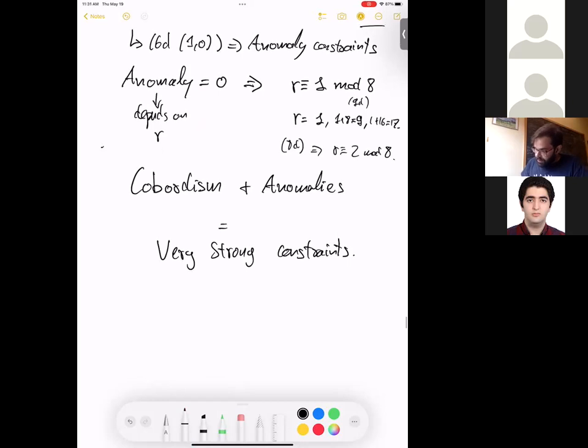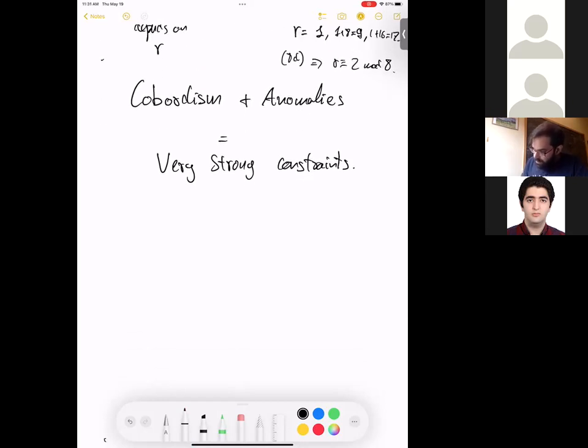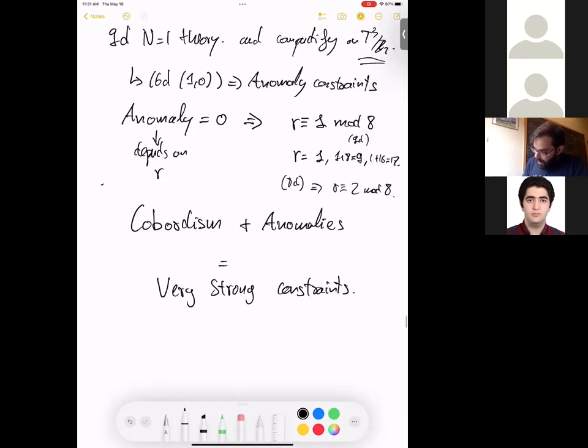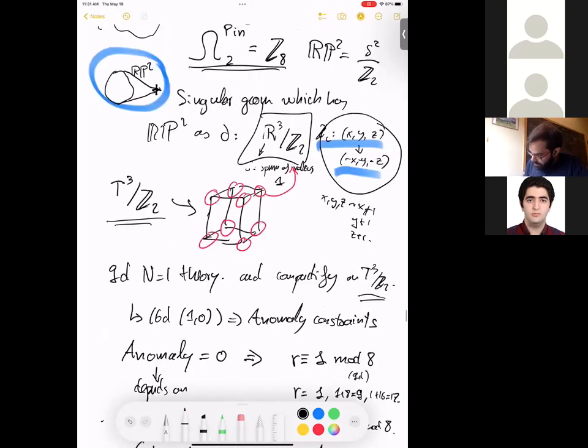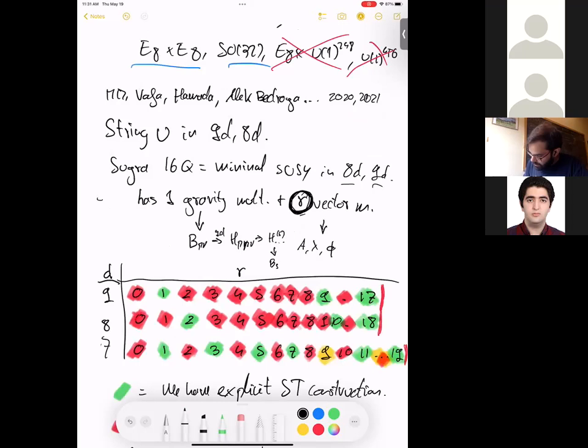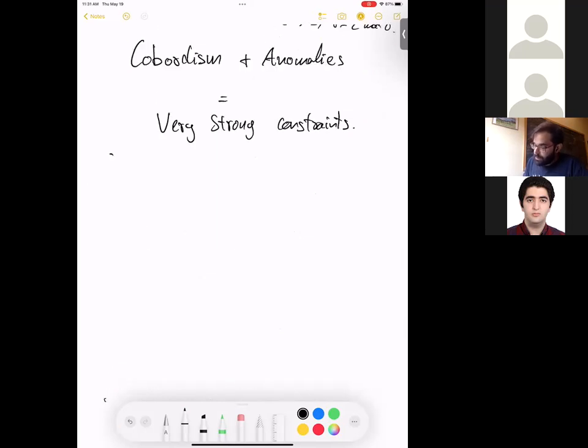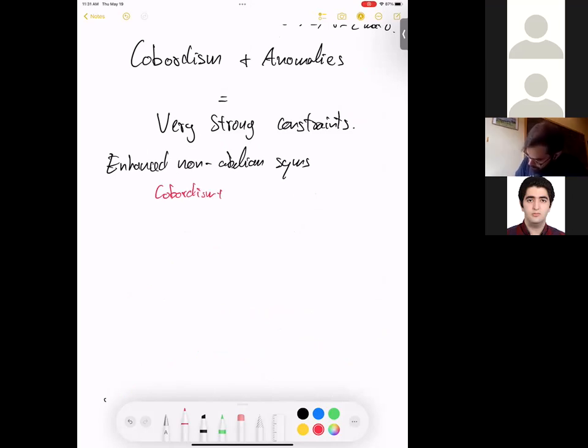And just to finish the story, and then I'll take questions about it. I simplified things a little bit here. I told you that the theory only depends on the number of vector multiplets, so that's the rank of the gauge group. But at special points in moduli space, you can have enhanced non-abelian symmetries. And the covariism conjecture, with the same principles, covariism plus anomalies, also constrains, just like in 10 dimensions, the gauge groups you can get.